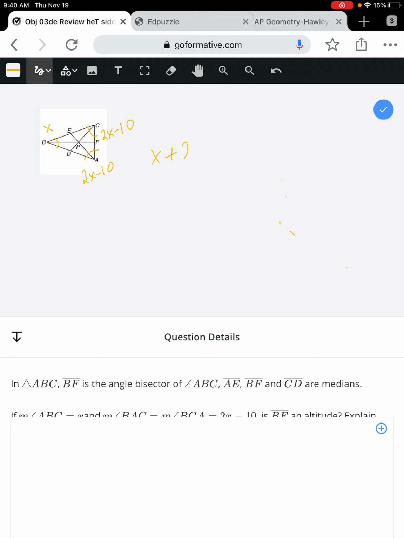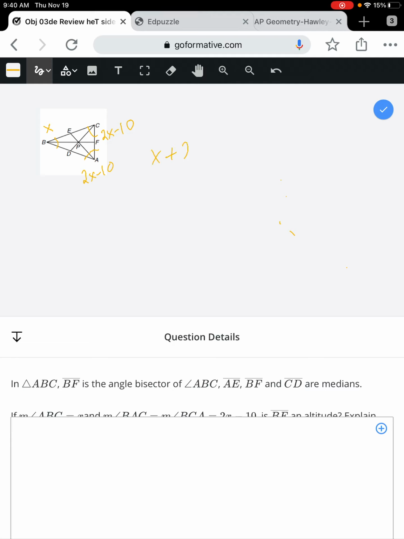Knowing that x is equal to 40, and this is what you need to see, I know that this little angle right here has to be 20 degrees. I also know that this is going to be 2 times 40 minus 10, that's 80 minus 10, which is 70 degrees. So I know for this little triangle right here, I'm just going to highlight it in green, this angle is 20, this angle is 70.